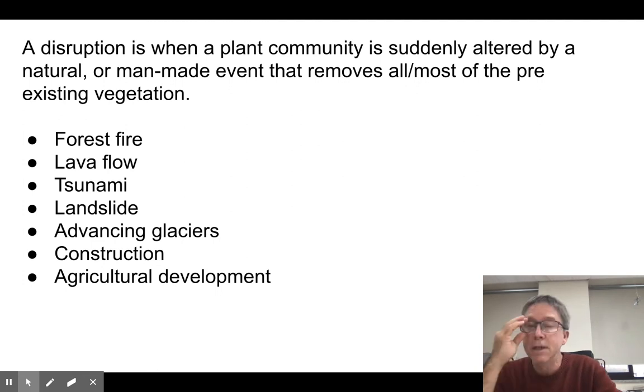But then humans can cause disruptions as well. So we go and we build a parking lot. Clearly, there are no trees there. There were trees, now there's a parking lot. That's a disruption. Or agricultural development. There was a forest, we cleared it out, we put in a farm. Now there may be things growing there, but that's not the natural community that would be there. So all of these would be examples of what we call a disruption to the plant community that should be found in that area.